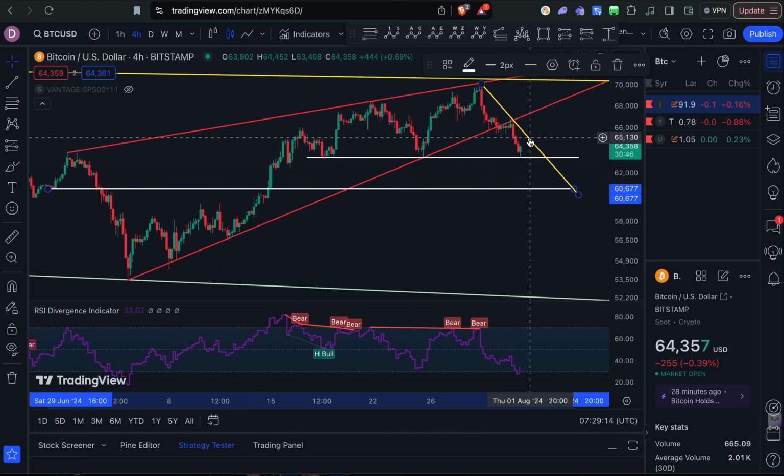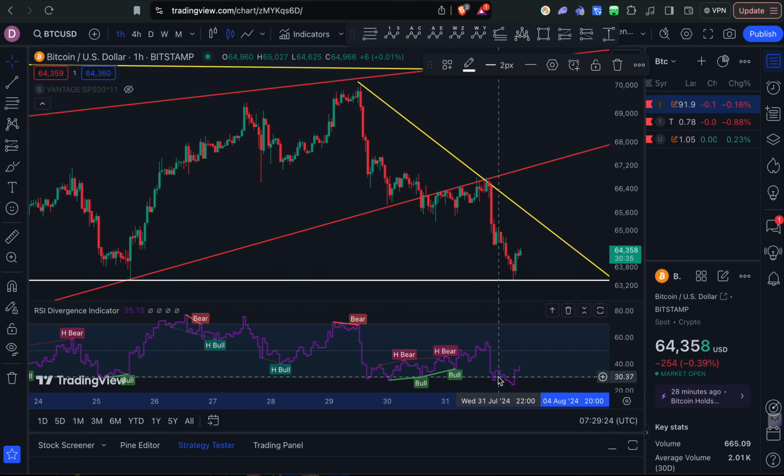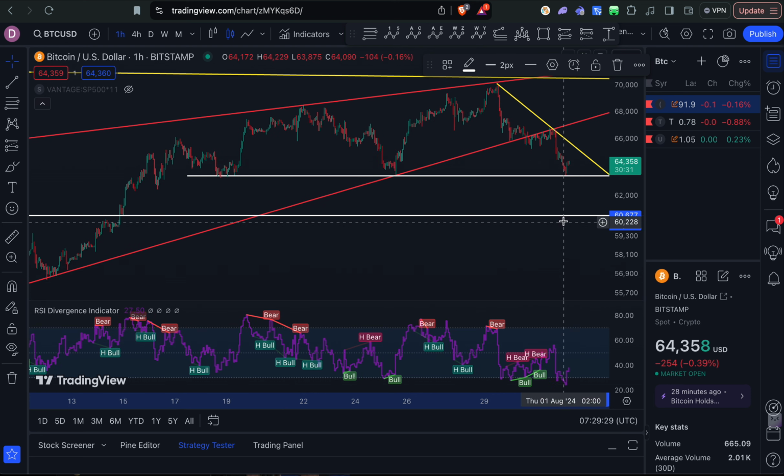Obviously, it may not be respected, maybe it is respected, who knows. Currently, we do not have any bullish divergence on the 4-hour chart or even on the 1-hour chart. And typically, I like to have some form of bullish divergence before I invest.